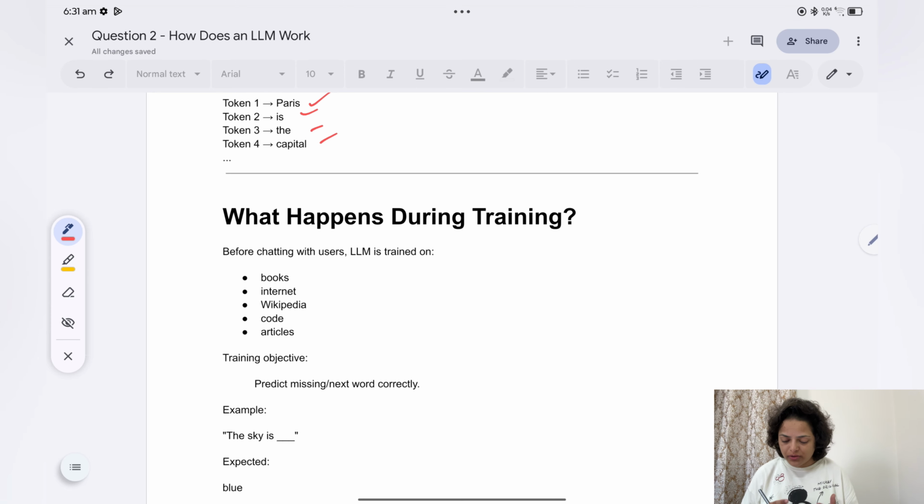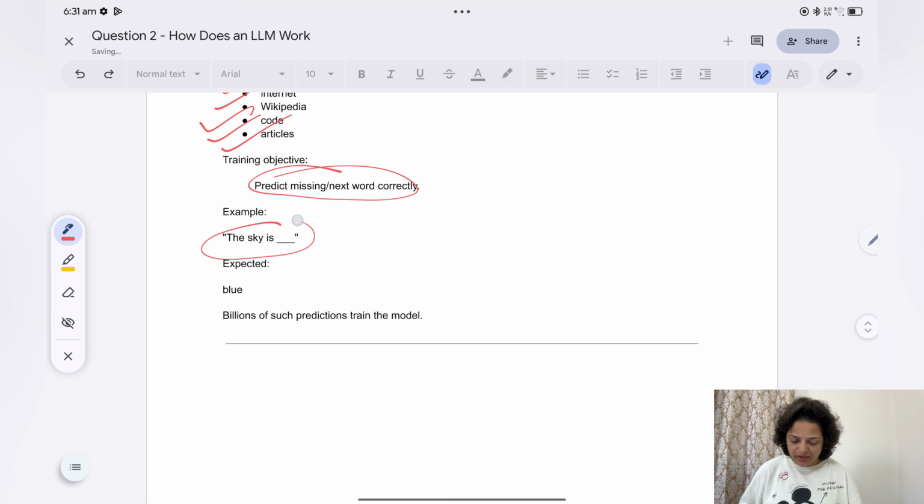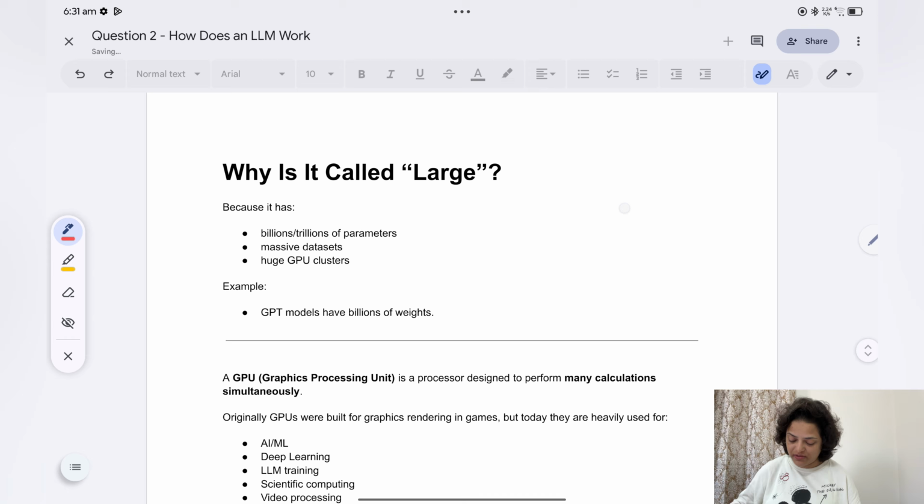Now what happens during training time? You need to train these models, right? Before chatting with the user, the LLM is trained on books, internet, Wikipedia, code, and articles. All sorts of data and information we have given to these models. The training objective is to predict the missing next word correctly. For example, "the sky is," so it will predict blue. Billions of such predictions train the model itself.